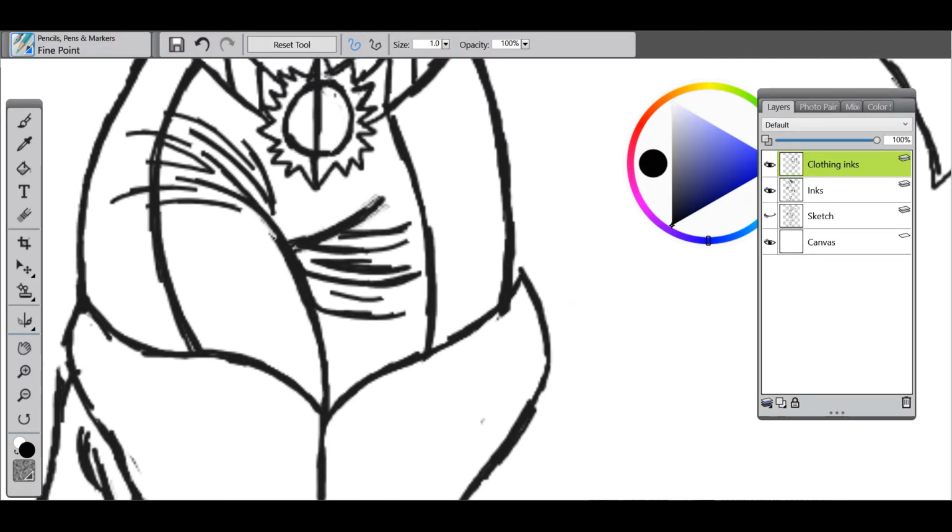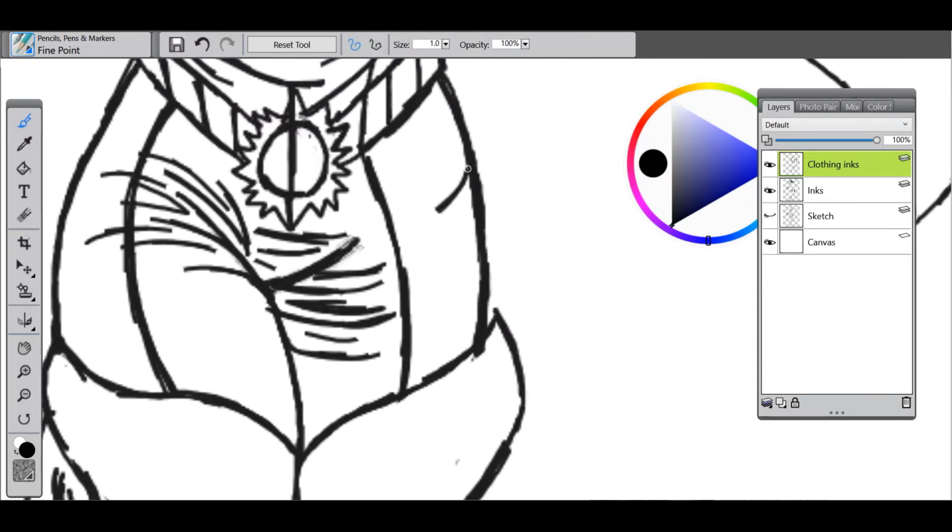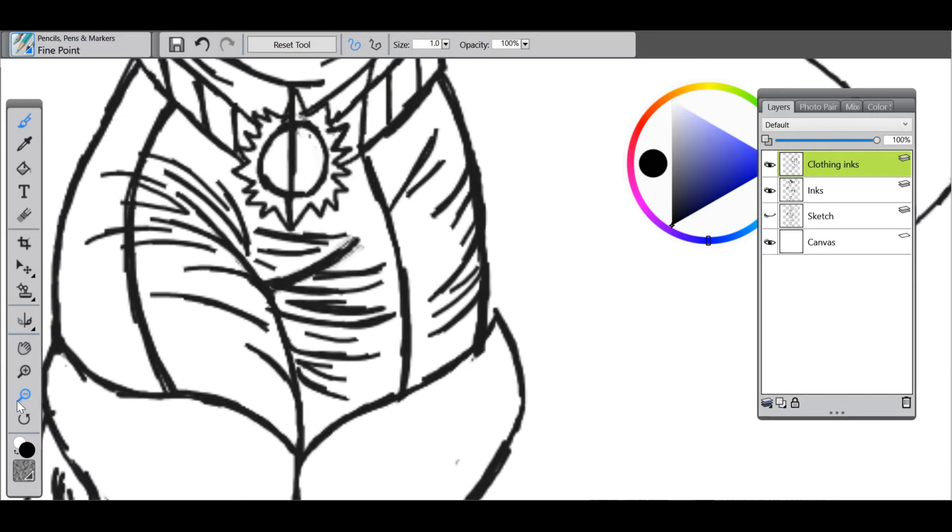Now the rest of the cake will be... I said cake. The rest of the cape will be very big folds that follow the same curve as the original curve shape.